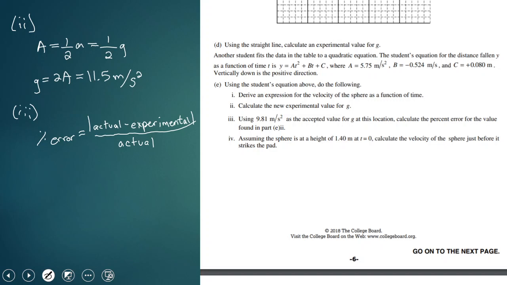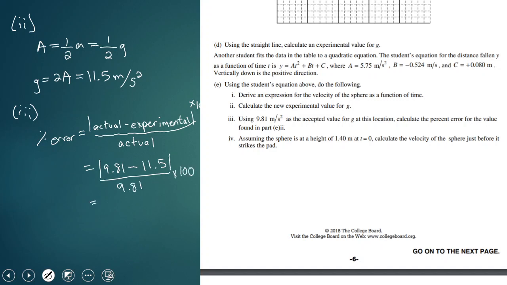Or sorry, it should be actual and then it should be accepted and experimental. It just depends on what formula you choose. And I should probably write times 100 as well. One of the things to notice is that on the top, because it's absolute value, it doesn't matter the order that you do your subtraction in, it just matters what you're dividing by. So just note that you're dividing by 9.81 in this case. And so I just get 9.81 minus 11.5 divided by 9.81 times 100.